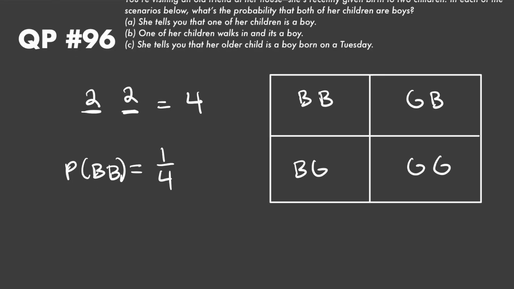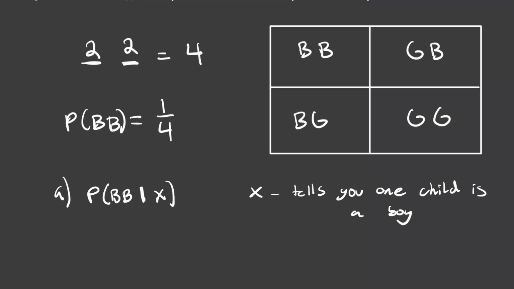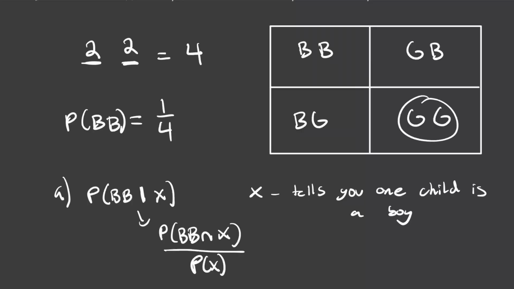Okay, now let's look at part A, the condition where she tells you that one of her children is a boy. Let's call this event X, and now we're trying to find the probability of boy, boy given X. So how does our sample space get restricted now? Well, this is equal to the probability of boy, boy intersection X divided by the total probability of X. So what is the probability of X? We have a partition up here and we know the law of total probability, so the probability of X is going to be the intersections of X with all of these quadrants.